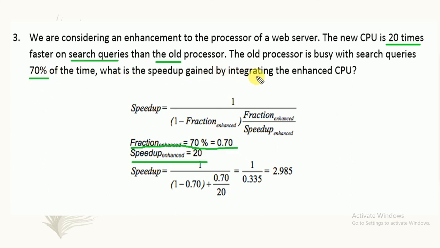What is the speedup gained by integrating the enhanced CPU? The formula will be very clear. Speedup is equal to 1 divided by (1 minus 0.70) plus 0.70 divided by 20, that is the speedup enhanced, which is equivalent to 1 divided by 0.335, which is 2.985 times. That is the speedup because of the change applied to the earlier system. So the enhancement made some betterment in the speedup of the new system.